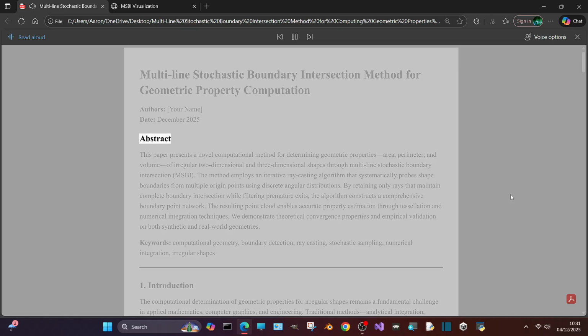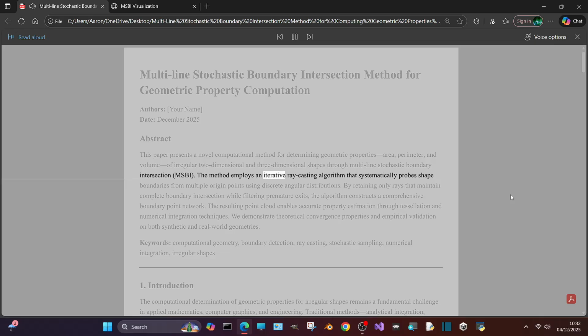Abstract. This paper presents a novel computational method for determining geometric properties, area, perimeter, and volume, of irregular two-dimensional and three-dimensional shapes through multiline stochastic boundary intersection, MSBI.